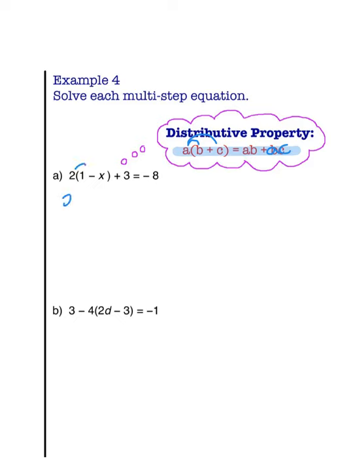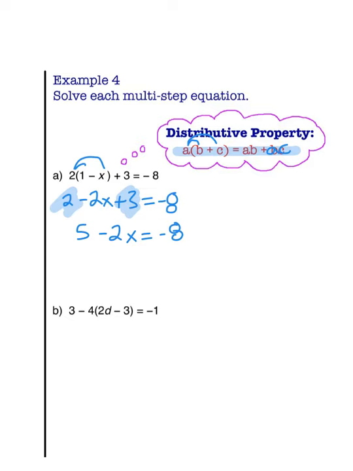2 times 1 is 2. 2 times negative x is negative 2x. Plus 3 equals negative 8. All right, and now I can start solving for x. I do see some like terms on the left side. 2 and 3 are like terms, and 2 plus 3 is 5. So I'm going to combine those, and I have 5 minus 2x equals negative 8.